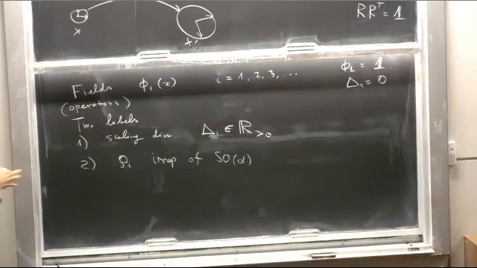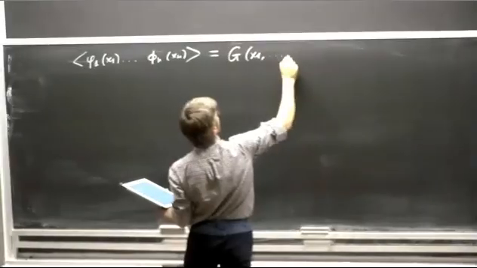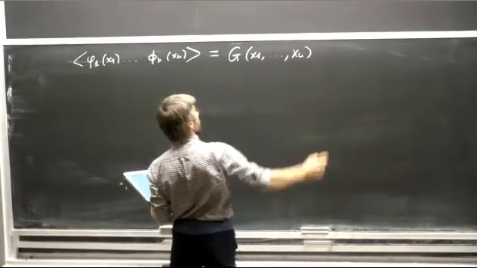And so with these fields, we have to say that correlation functions of our theory are invariant. So what does this mean? Let me consider some correlation function of a bunch of fields, phi_1 of x1, phi_n of xn, and I'll just denote it as a function G, which depends on x1, ..., xn.